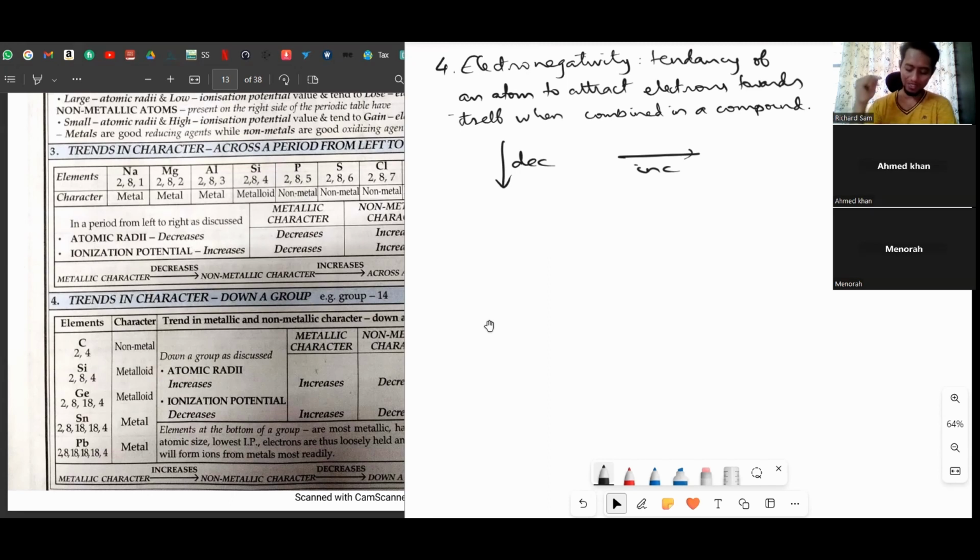Down a group, the atomic size increases due to the addition of new shells over successive periods. Though the nuclear charge increases due to an increase in atomic number, the effect of the increasing atomic size is greater. Therefore, non-metallic character decreases down the group. So there's not too much explanation. But as we go down the group, orbits increase and you need less energy to remove an electron. When an electron is added also, less energy is released. Less energy means non-metallic character decreases down the group.